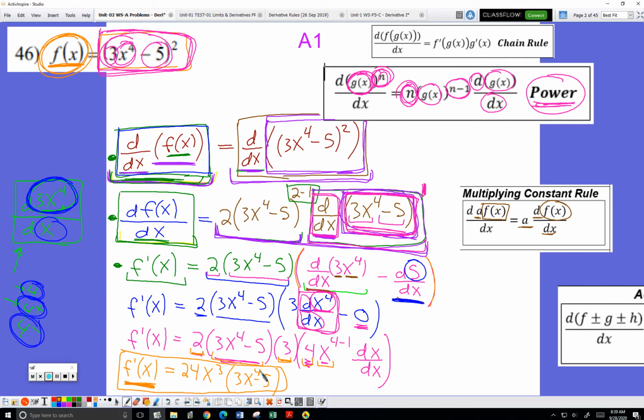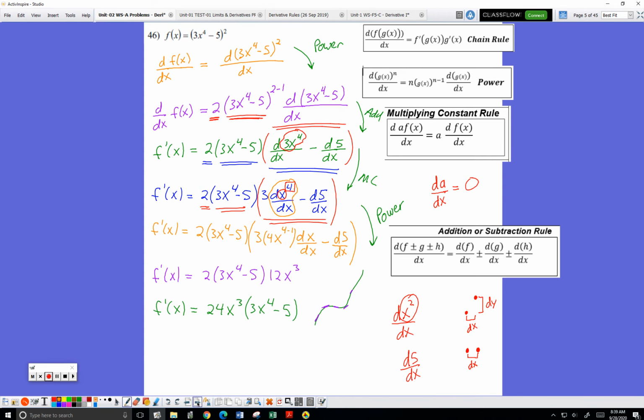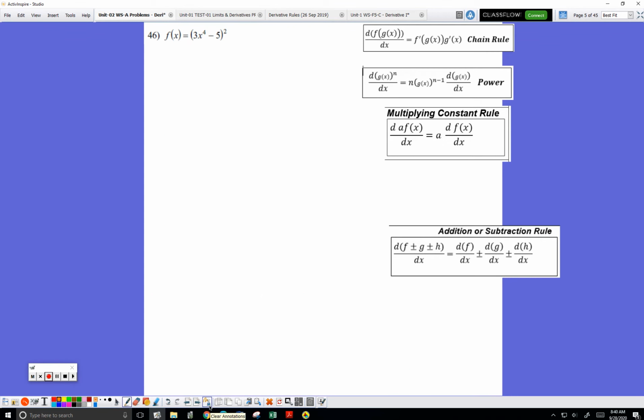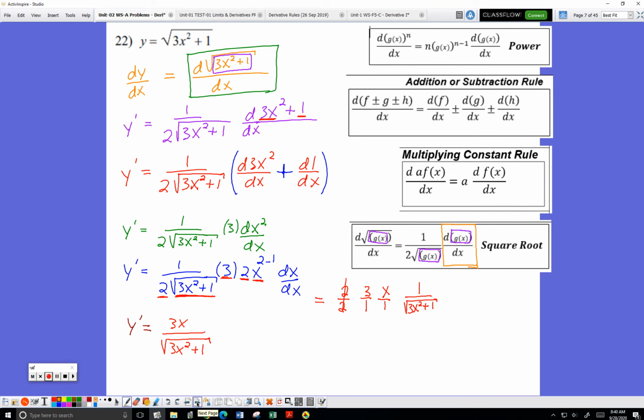Awesome. Let's do another example. Okay, the good news is that if you understand the process, applying new rules isn't really hard. It's just the exact same process, just different rules. So let's do one that's a little different here. Let's use the square root one real fast.